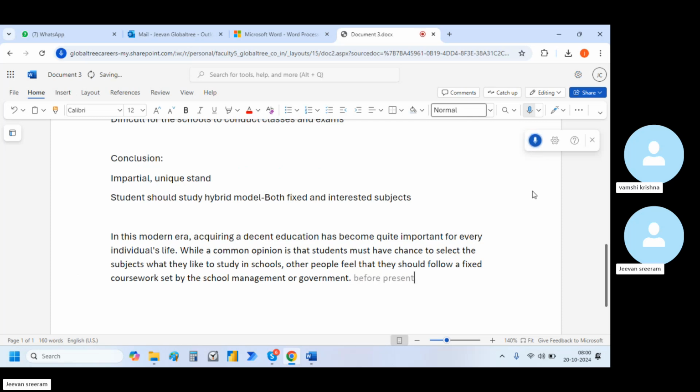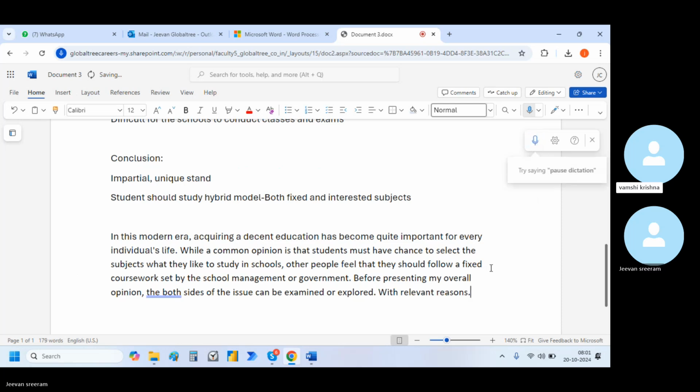Before presenting my overall opinion, both sides of the issue can be explored with relevant reasons. So I have slightly modified the same phrase. Before presenting my overall opinion, both sides of the issue can be explored. No need for "examine"; as we write explore, examine, both can have the same sense here.